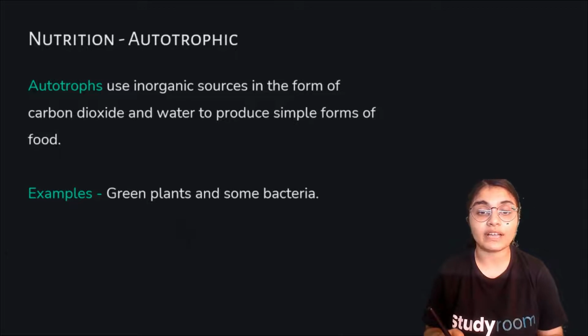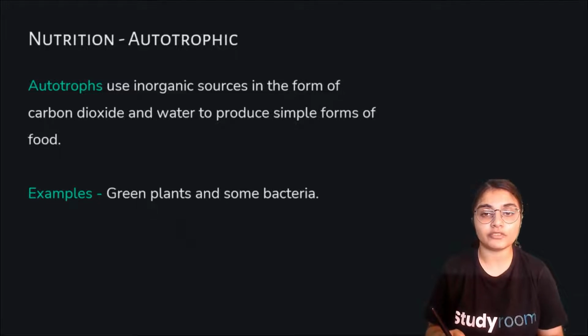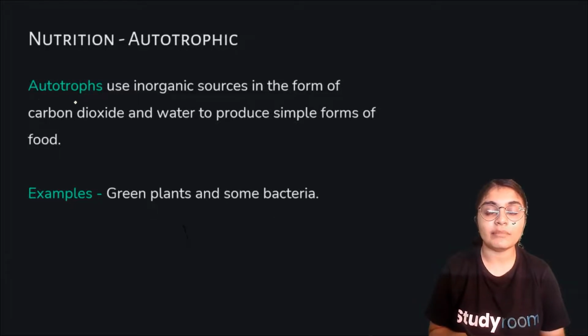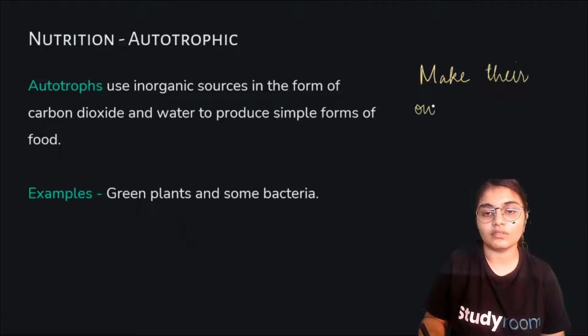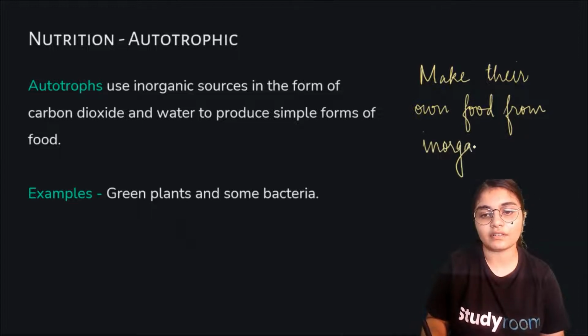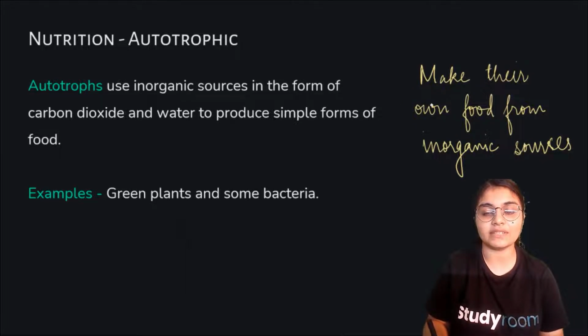Autotrophs use inorganic sources in the form of carbon dioxide and water to produce simple forms of food. So autotrophs basically make their own food, okay? They make their own food from inorganic sources, right? You have to remember that they are capable of making their own food. They have this machinery in themselves to make their own food. And the examples are green plants and some bacteria.